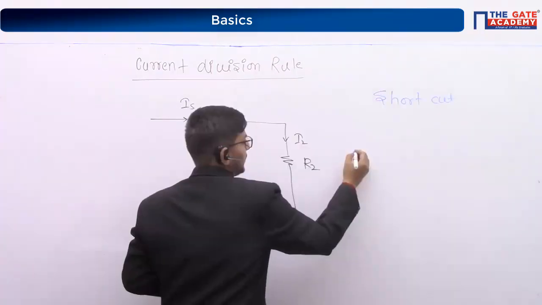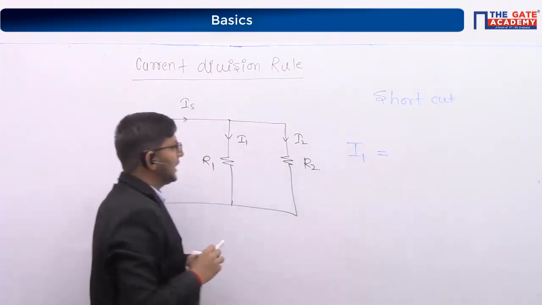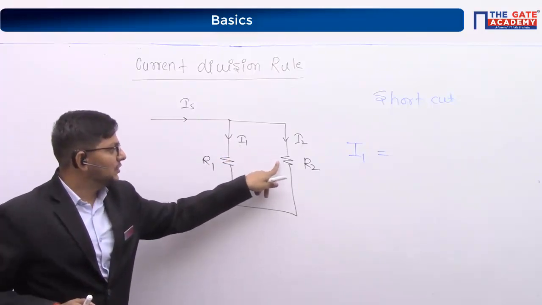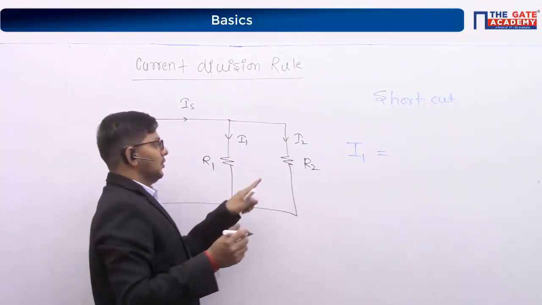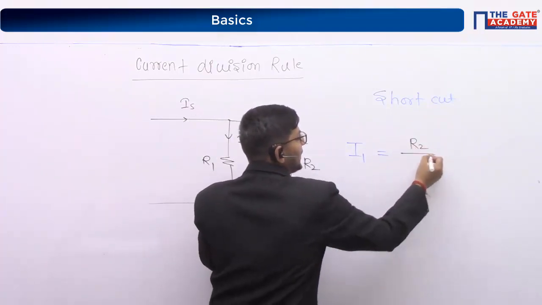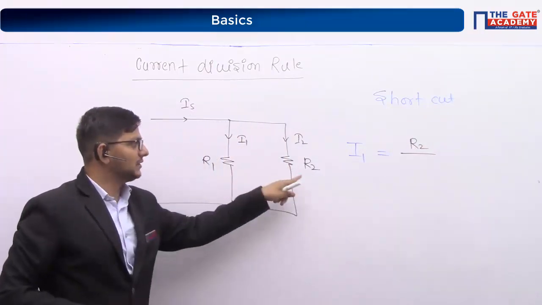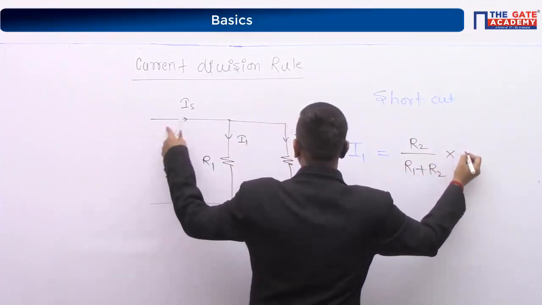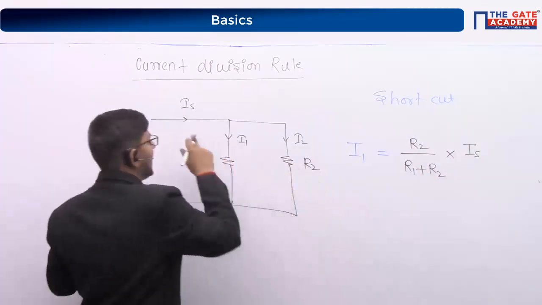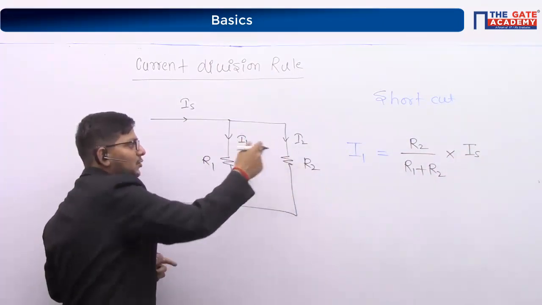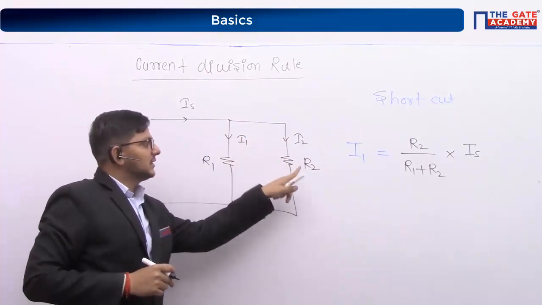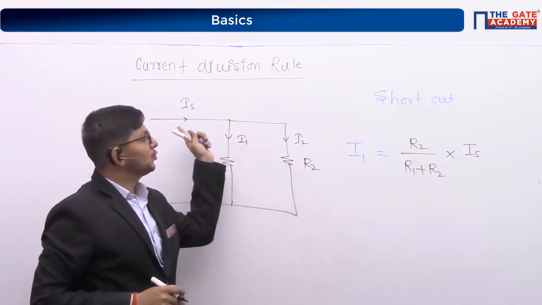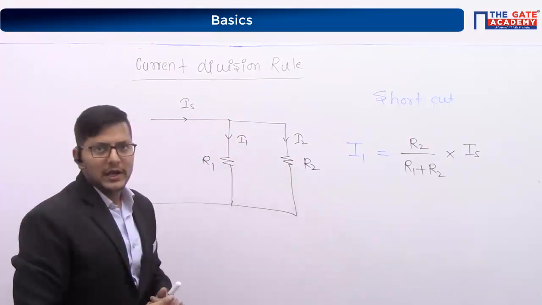Just remember this. I have to find the value of I1. To find I1, note down the resistance of the second, parallel branch. That is R2 divided by the total resistance. What is the total resistance? R1 plus R2, into the total current. What is the total current? That is IS. This IS is going to divide into two parts, I1 and I2. So I1 equals R2 upon R1 plus R2 into the total current IS. Right? Okay, let me proceed.